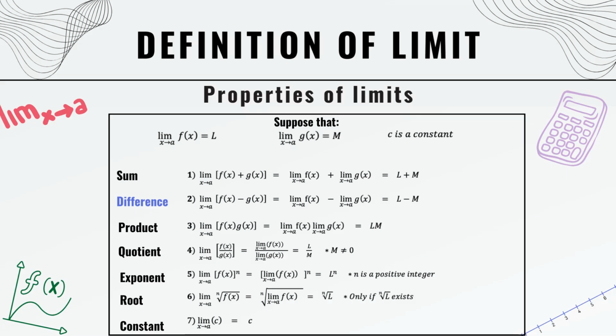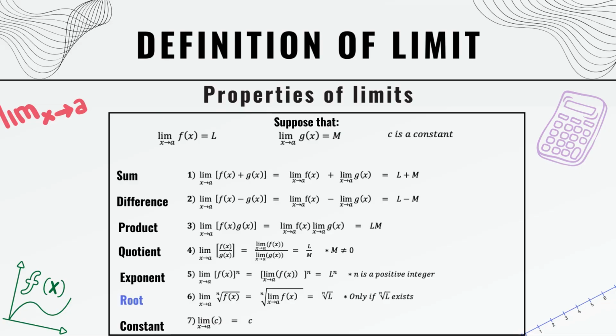The limit of the difference between f of x and g of x is just the difference between the limit of f of x and g of x, L minus M. The same applies to the product and quotient of f of x and g of x, which will be equal to L times M and L over M, with M, of course, not equal to 0. For the exponent rule, the limit of the exponentiated function will just be equal to the exponentiated limit of that original function, L to the power of n, if exponent n is a positive integer.